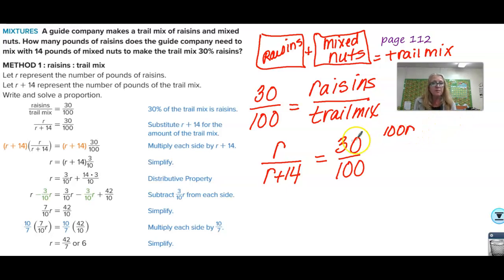Okay, so R times 100 is 100R. Over here, we're going to multiply 30 times R plus 14. All right, so we have 100R equals 30 times R is 30R, and 30 times 14 is, I think it's 520, but I don't dare do math in my head because that's where I screw up. If I'm going to make a mistake, it's going to be there.